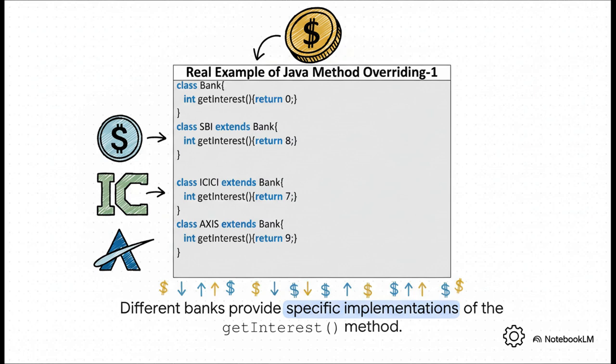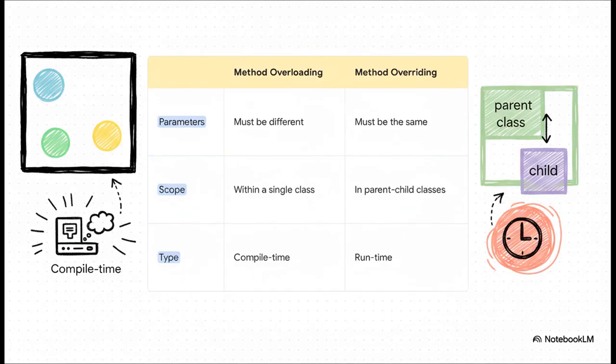Same method name, totally different results for each bank. Now, when you're coding in Java, you'll see polymorphism pop up in two main flavors. There's method overloading, which is when you have different methods with the same name inside the same class, but they just take different inputs. Then there's method overriding, which is what we saw with the banks, where a child class provides a specialized version of a method from its parent.